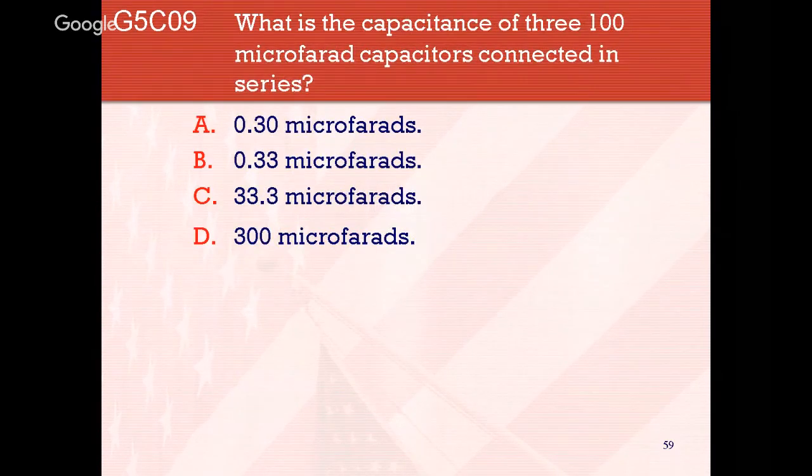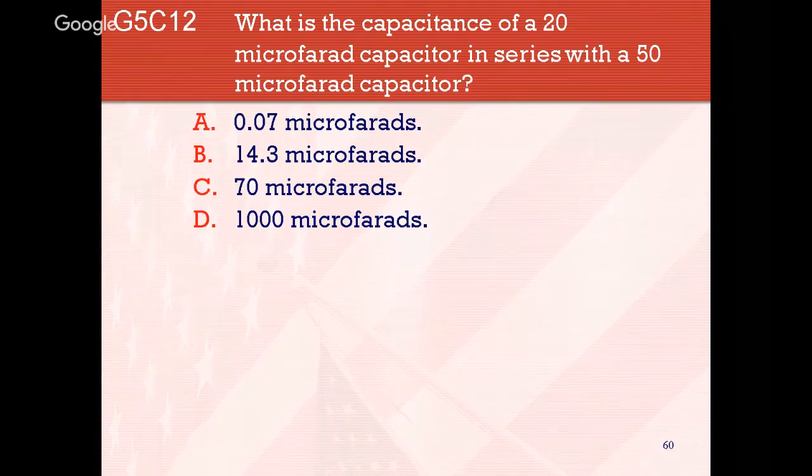What is the capacitance of three 100 microfarad capacitors connected in series? Now, just like resistors in parallel, you're going to use the same kind of formula for capacitors in series. They're going to be less than the total capacitance that's represented there. So if you have three 100 microfarad capacitors, then you're going to divide that by 3, and you can come up with about 33.3 microfarads.